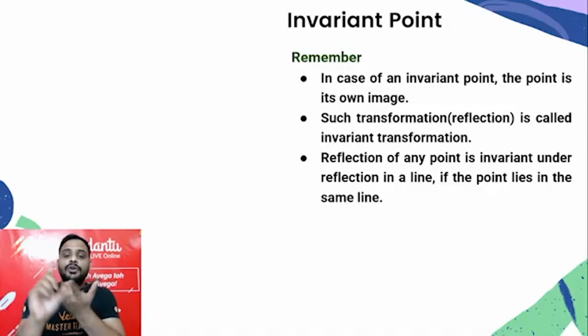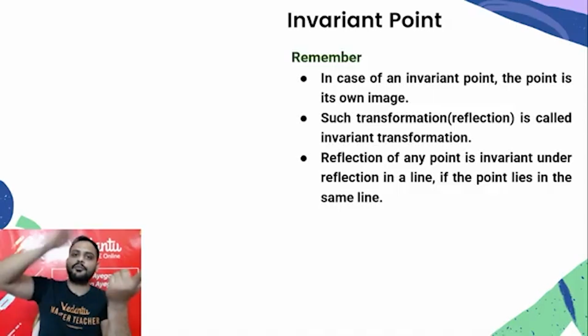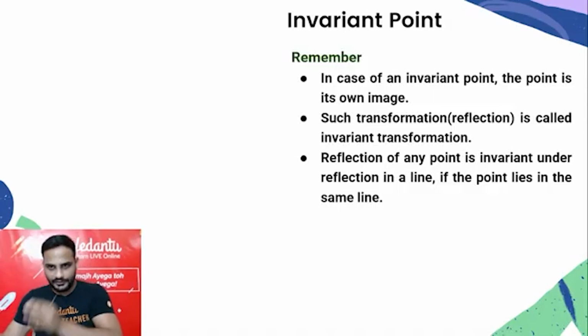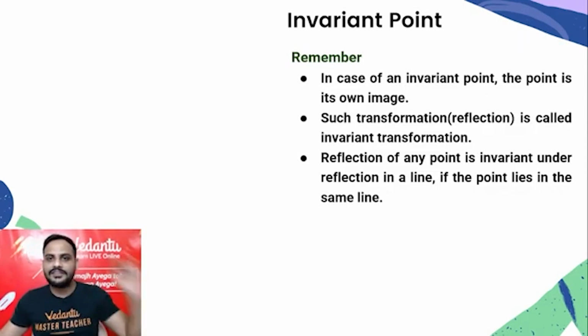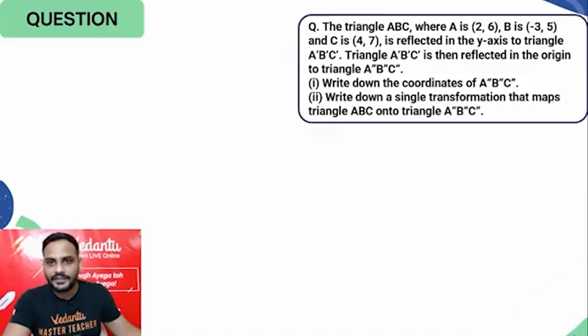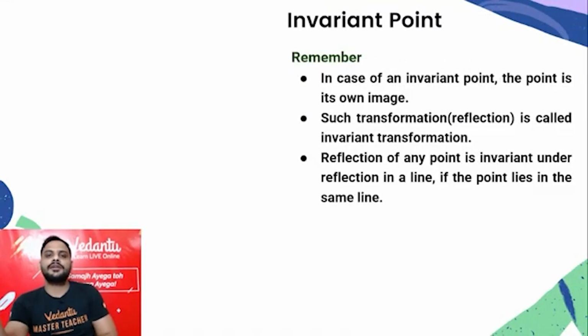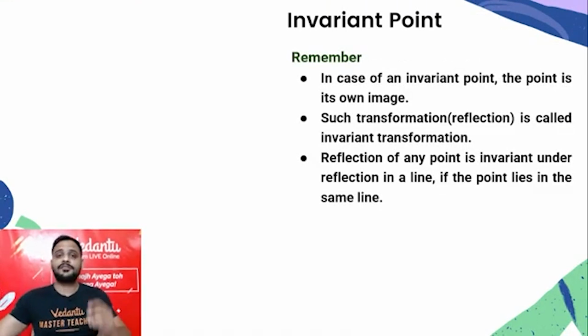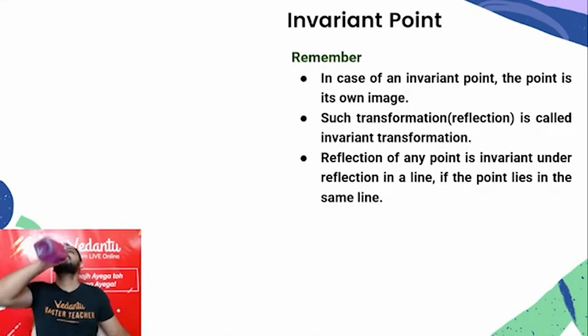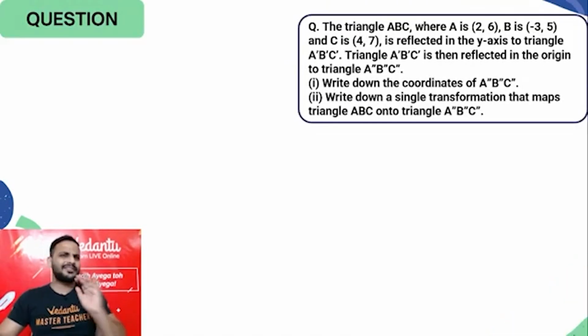When we do reflection under the y-axis, all the points on the y-axis are invariant points under that reflection. And if we do reflection under the origin, then the origin is the invariant point. So the invariant point depends upon which type of reflection or which transformation you are doing. Alright, now see the question, questions are very easy.